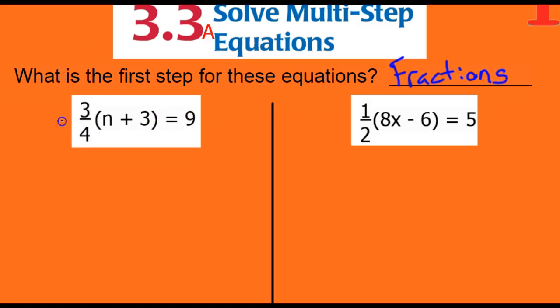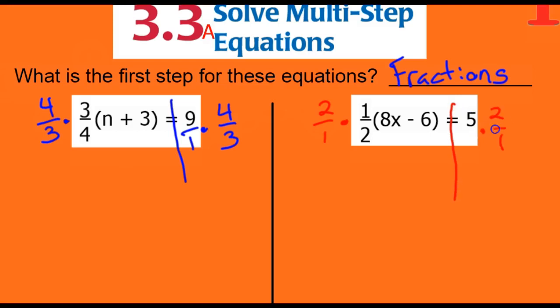Now how we get rid of fractions is we multiply by the reciprocal. The reciprocal is we flip it. So instead of 3/4, it's going to be 4/3. What we do on one side, we have to do to the other. So we're going to multiply by 4/3 over here. Over here, we're going to do the same thing, but instead of multiplying by 1/2, we're going to multiply by 2/1. What we do on one side, we have to do to the other. So multiply by 2/1. Alright, so those would get rid of our fractions.